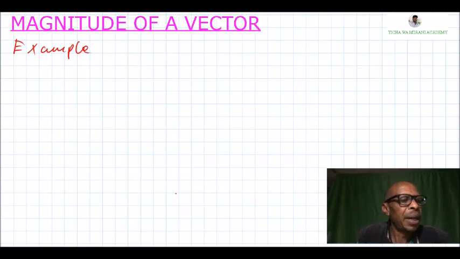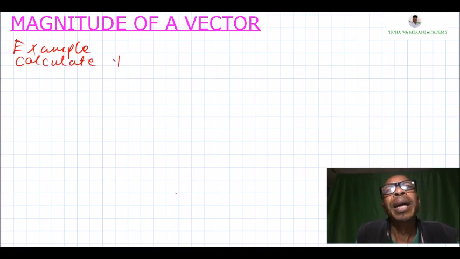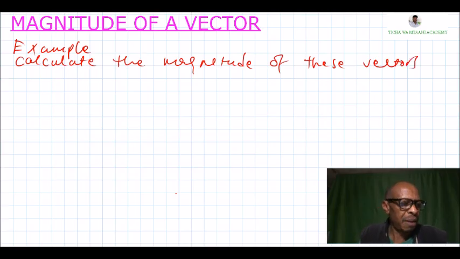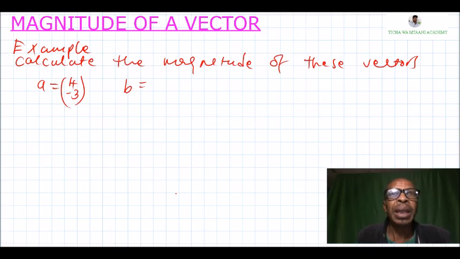And in my example, we say calculate the magnitude of the following vectors. There are more than one, so we say these vectors. So we have A is equal to (4, -3), and we have B is equal to (-3, 4). So that is B.